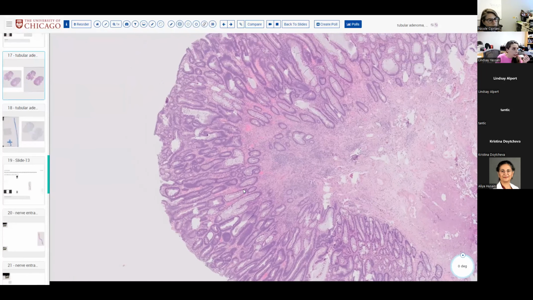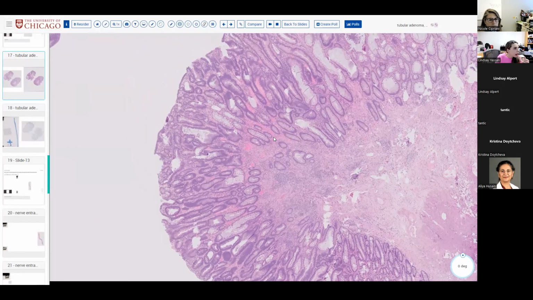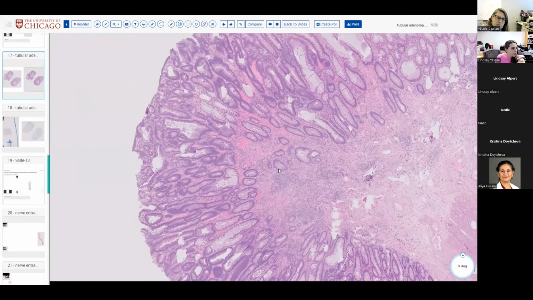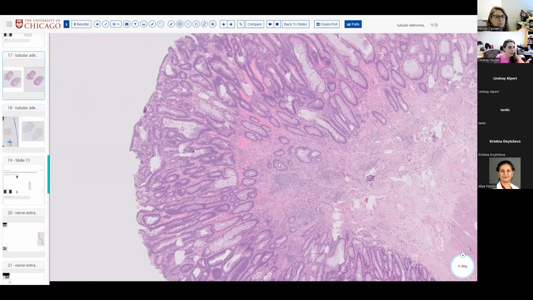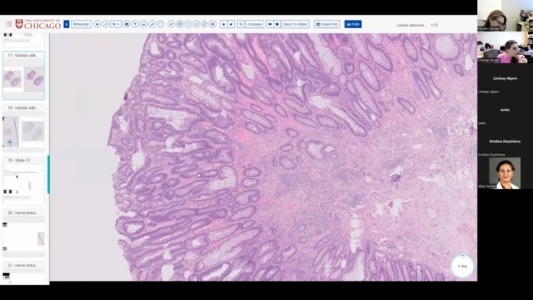So you can put it into the adenoma bucket. Overall, at low power, it has both a tubular and villous component. So it's a tubulovillous adenoma. So that's diagnosis number one. And a lot of times in real life, we get one diagnosis, and we move on to the next case. Hopefully for this case, since it was on the exam, that just wasn't the only diagnosis.